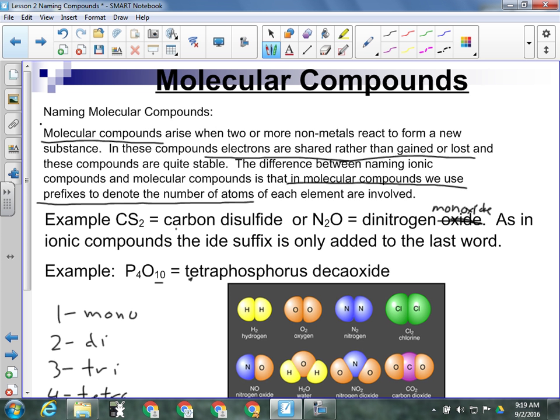Then you have a couple of special ones. Phosphorus is also a molecular element, but it comes in sets of 4, or tetrads. So whenever phosphorus is by itself, it's written as P4. In a compound, again, it could have any number, but when it's by itself, it comes in sets of 4.